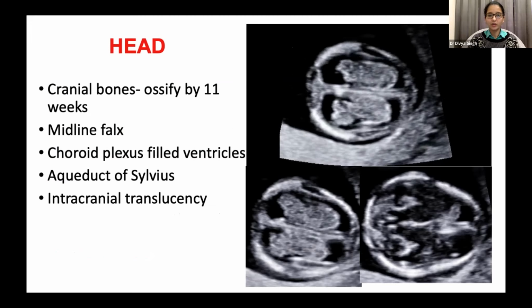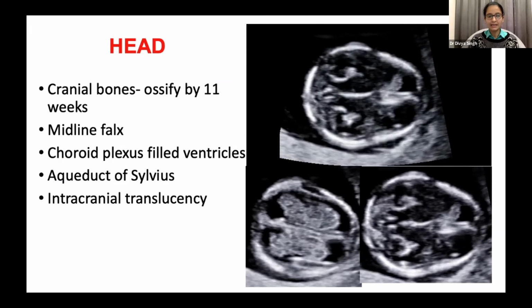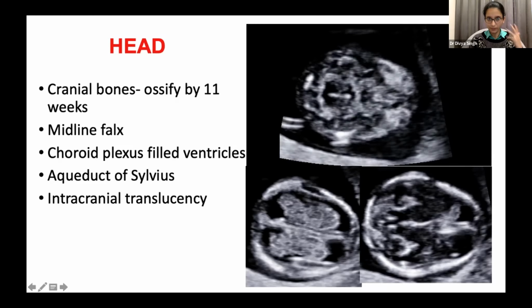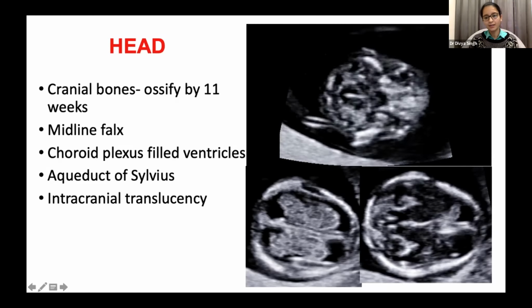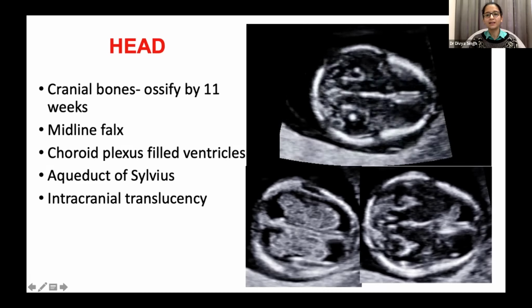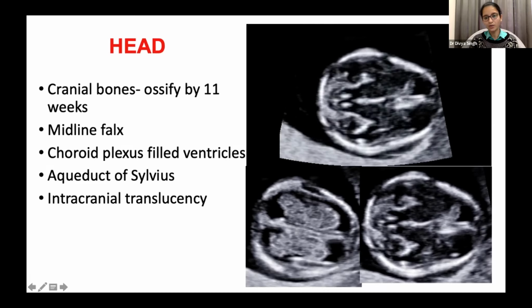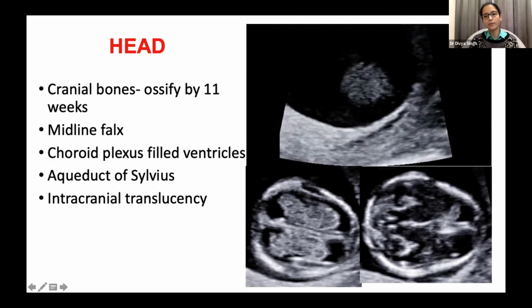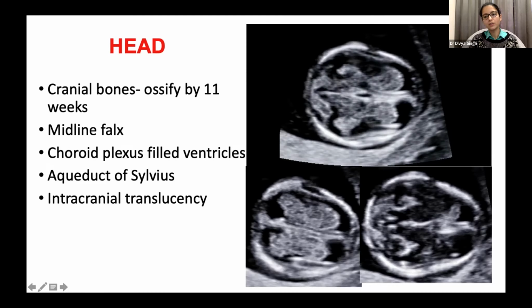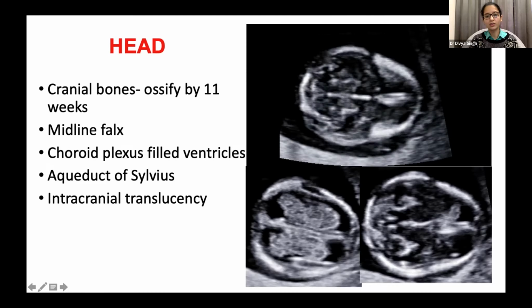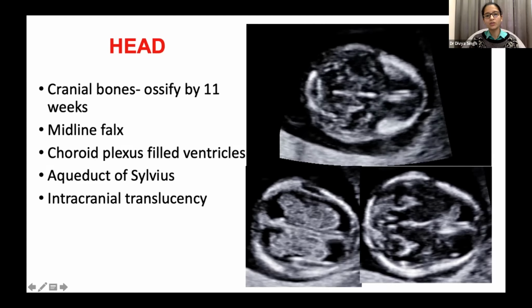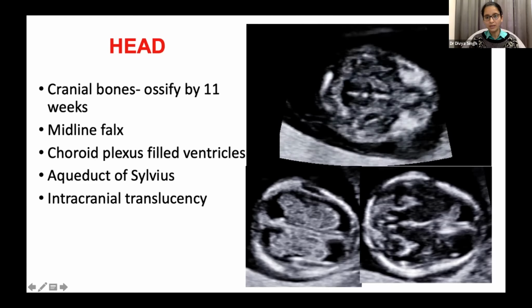Coming to various components of the anatomical scan, let's start from the top. So we'll start from the head. This is what the transventricular plane in the fetus looks like. It's slightly different from what you see in the mid-trimester fetus. And if you move from outside to in, first we should be able to see the ossification of the calvarial bones, which is evident by 11 weeks.